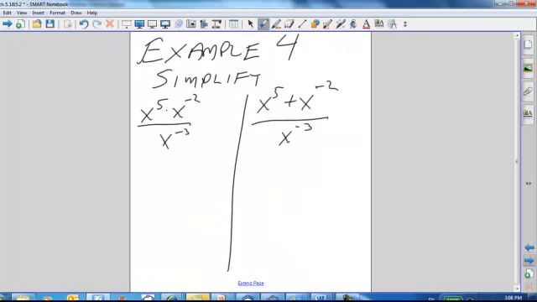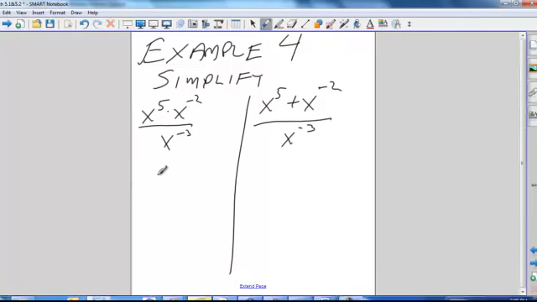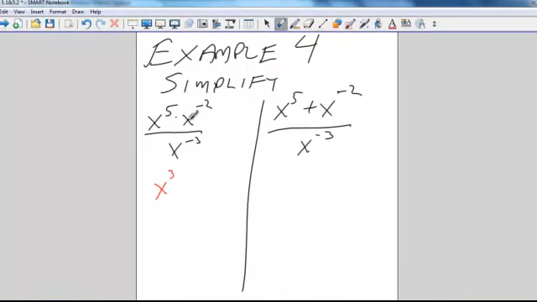Okay, moving on with the review examples here. This one on the left is much easier because we can basically think of this as x to the 3rd, adding up the powers here, over x cubed, x to the -3, and then subtract the powers. X to the 3rd minus -3 is x to the 6th.